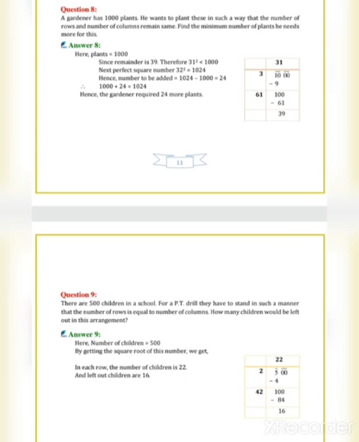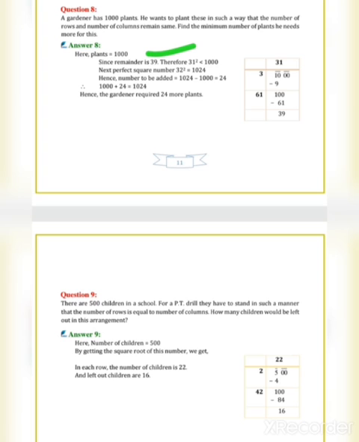question. A gardener has 1000 plants. He wants to plant this in such a way that the number of rows and number of columns remain same. So what is given here is that the number of rows and number of columns are the same. So what do we have to find? In the garden, how many plants can we plant at maximum? So find the minimum number of plants he has to add more. So to find this, what do we have to do?